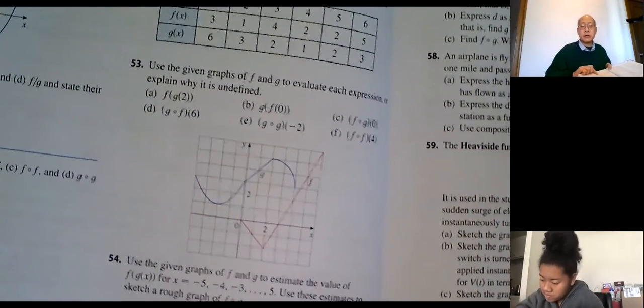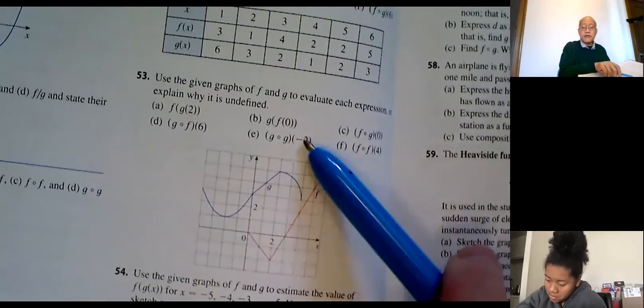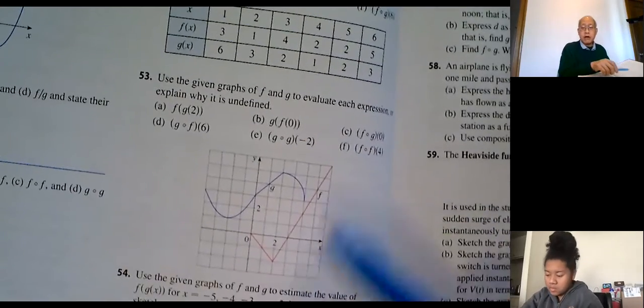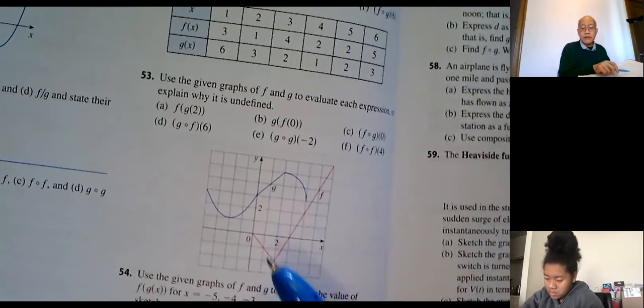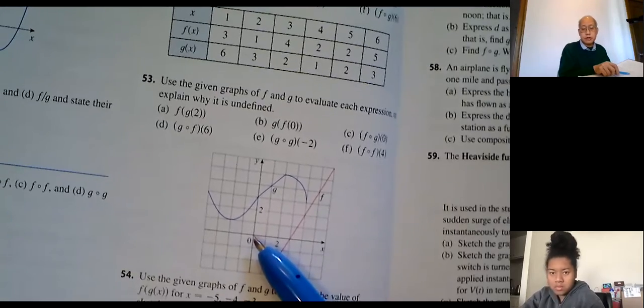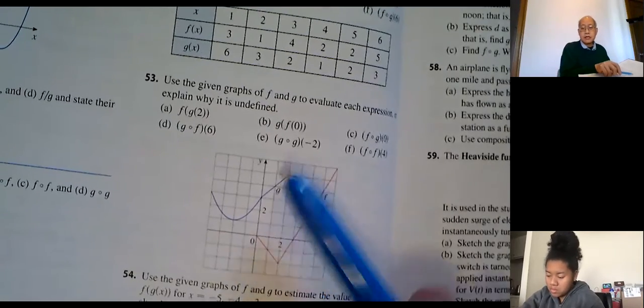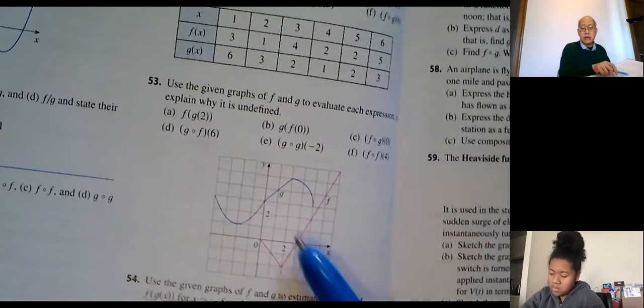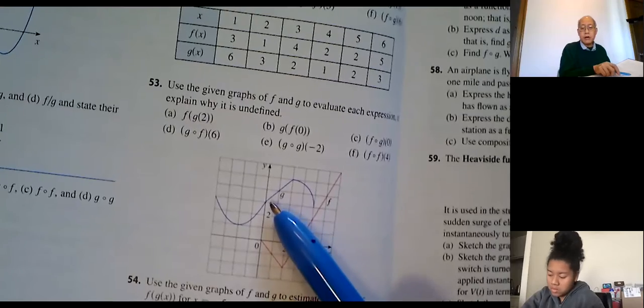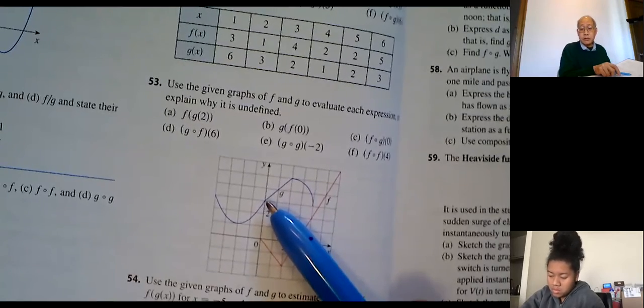B, g of f of 0. Start with f of 0. So f is the red graph. Red graph, f of 0 is 0. So take that 0 and apply it to g. So x is 0, blue graph. y looks like it's up here. So where's here? 3.